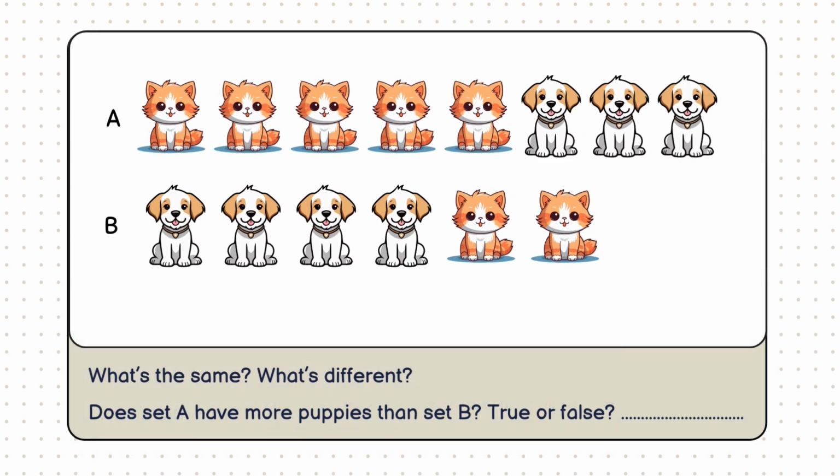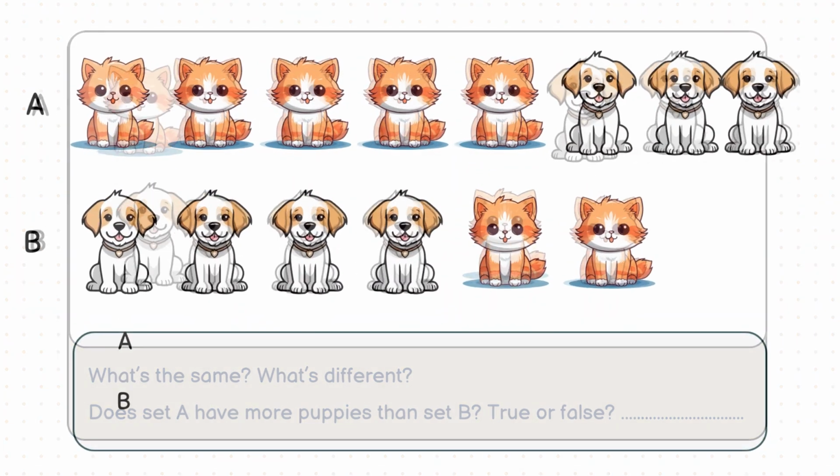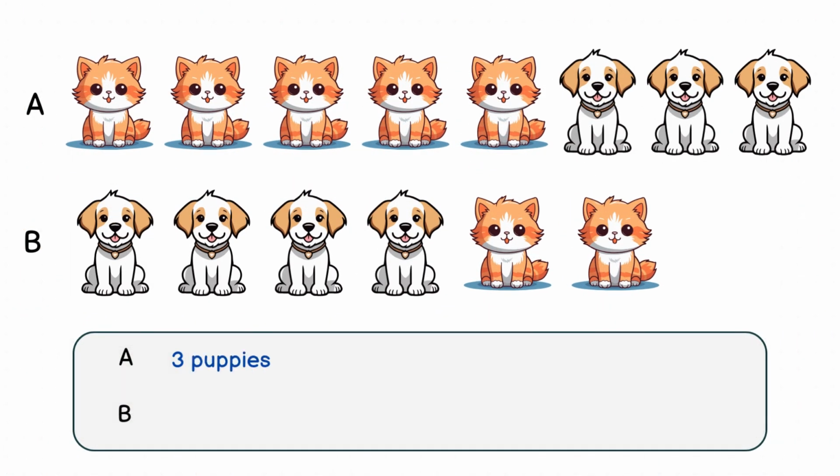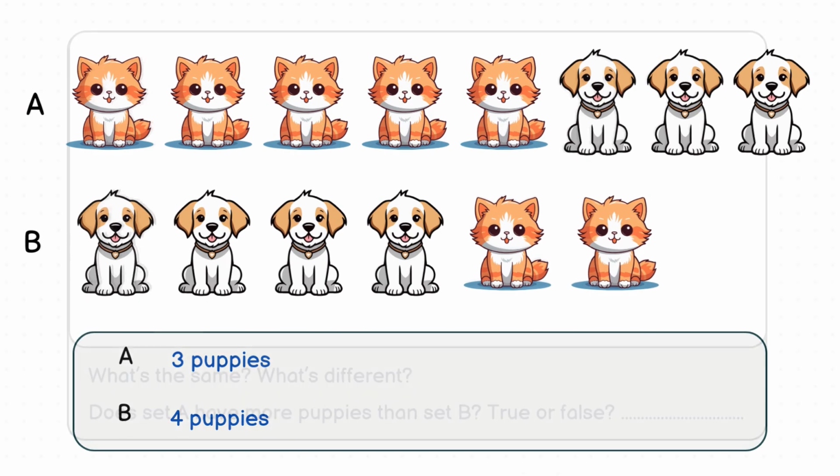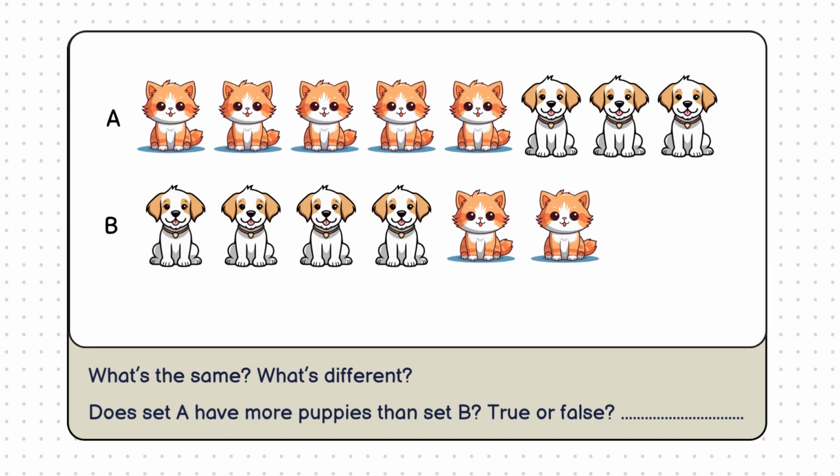Now, let's think about the next question. Does set A have more puppies than set B? Let's count. Set A has 3 puppies and set B has 4 puppies. So, is it true that set A has more puppies? Nope, that's false. Set B has more puppies because 4 is greater than 3. Good thinking.